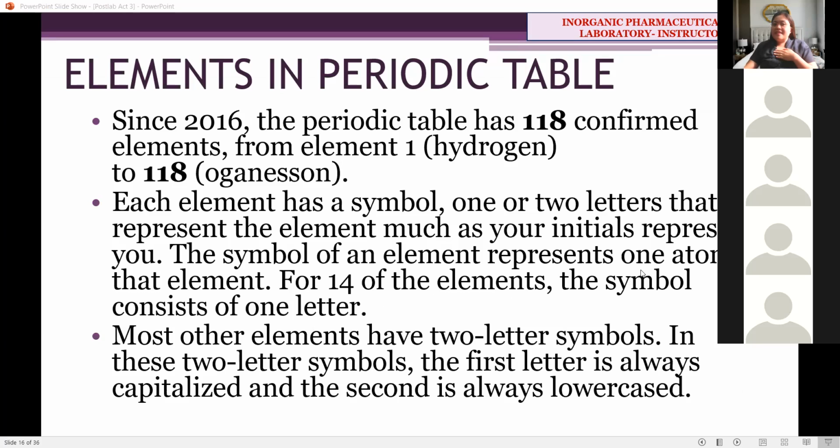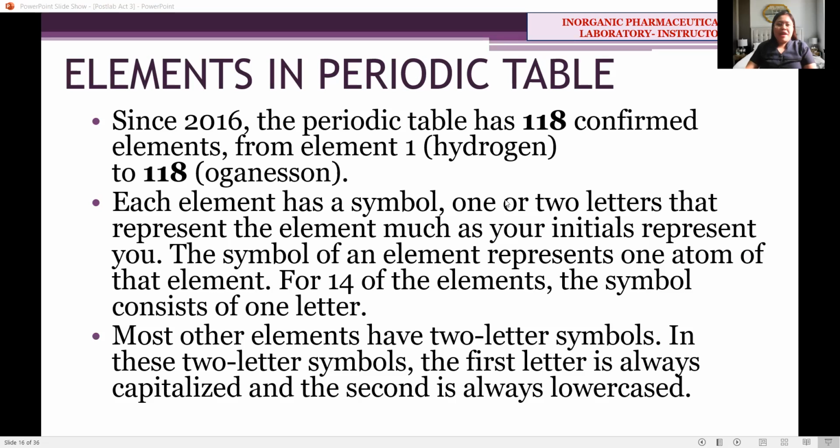So since 2016, the periodic table has 118 confirmed elements. If you remember UUQ or UUB, that is an old periodic table. It was 2016 when the elements were completed. Na 118 sila kabuo. So from element number 1, which is hydrogen, to element number 118, we call that oganesson.